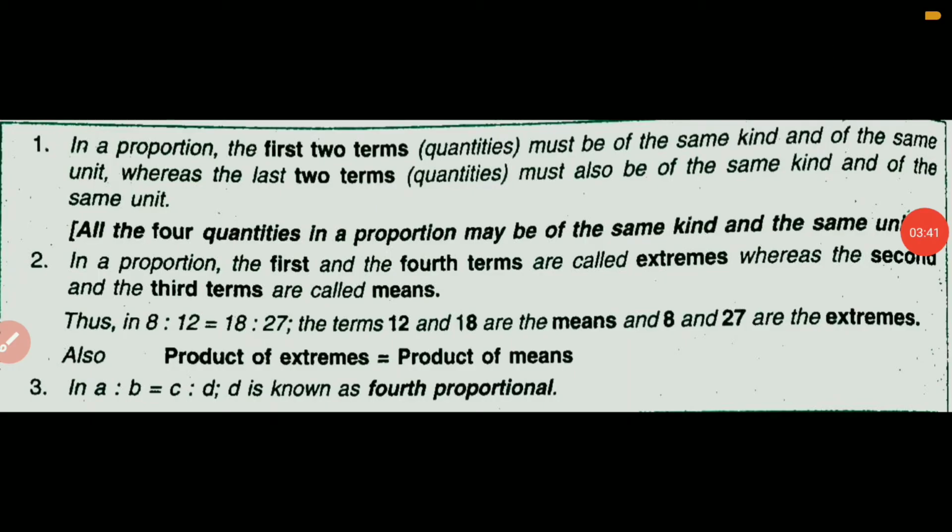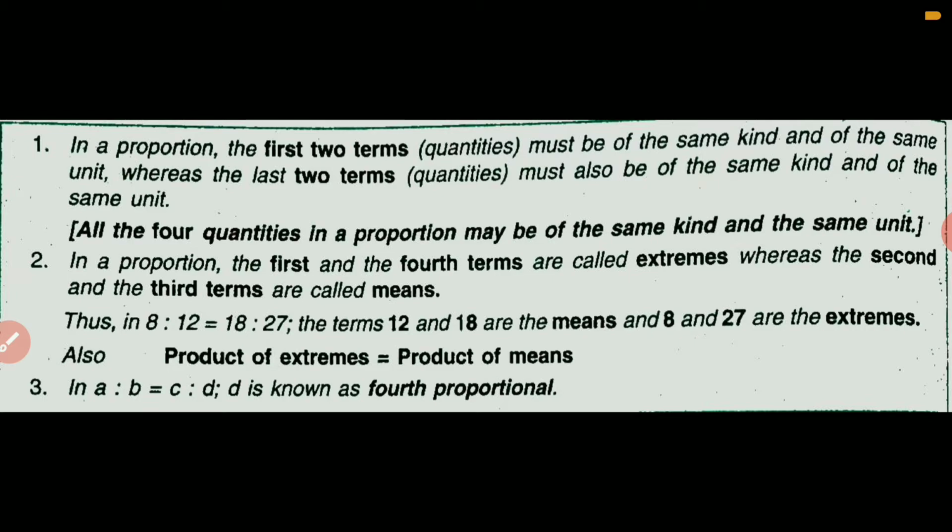Okay, a few things about proportion. Number 1. In a proportion, the first 2 quantities must be of the same kind. That means they should have the same unit. Whereas the last 2 terms must also be of the same kind. That means they need to have the same unit, which we have just discussed. All the 4 quantities in a proportion may be of the same kind and of the same unit.